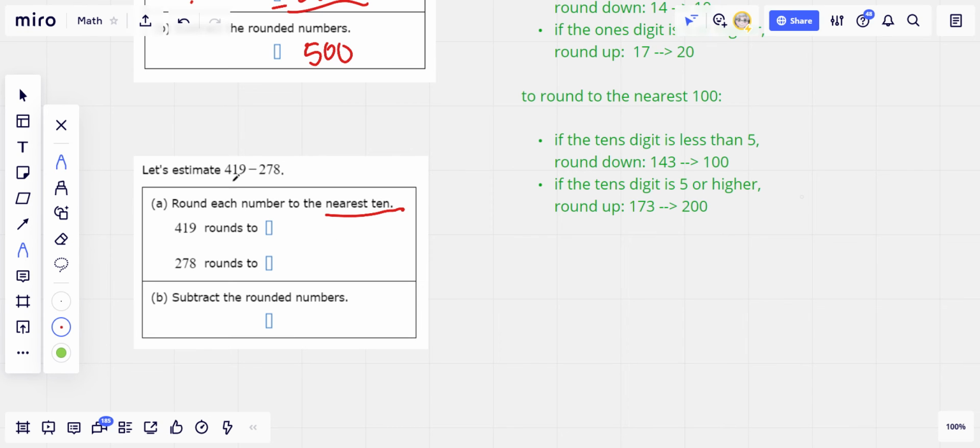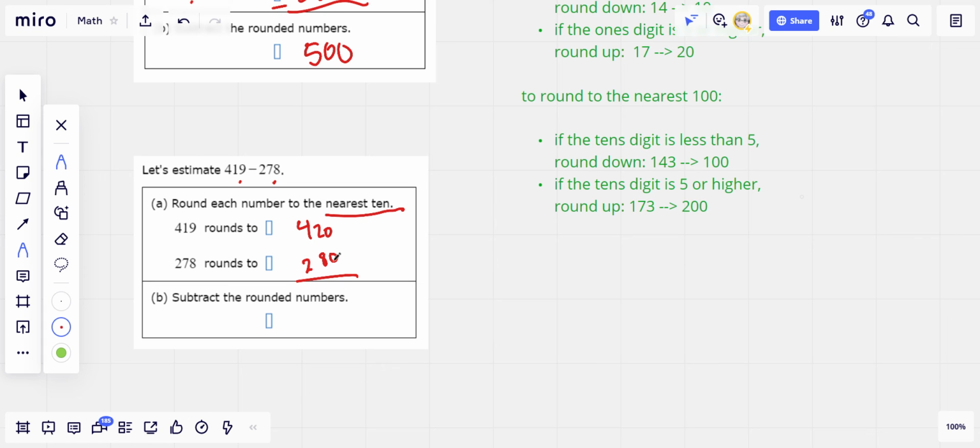When you're estimating to the nearest 10, you look at the ones digit, and if it's 5 or above, you round up. So this 419 is going to round up to 420, and this 278 is also going to round up to 280. And now we're going to subtract.